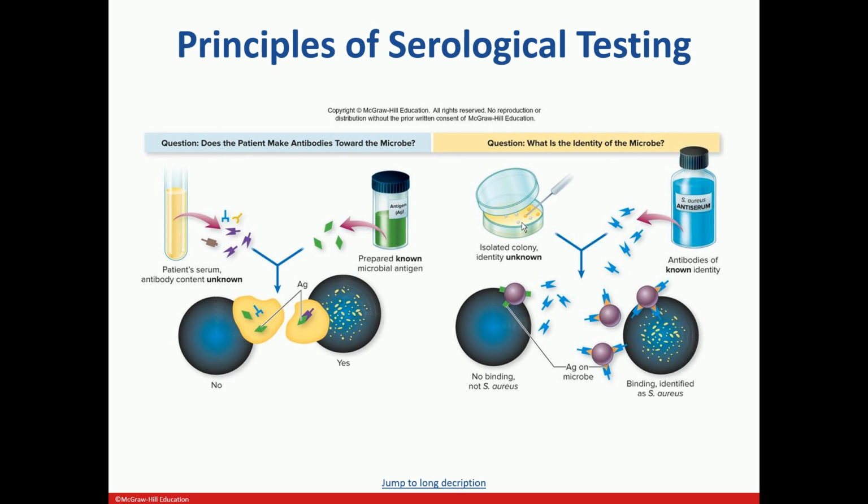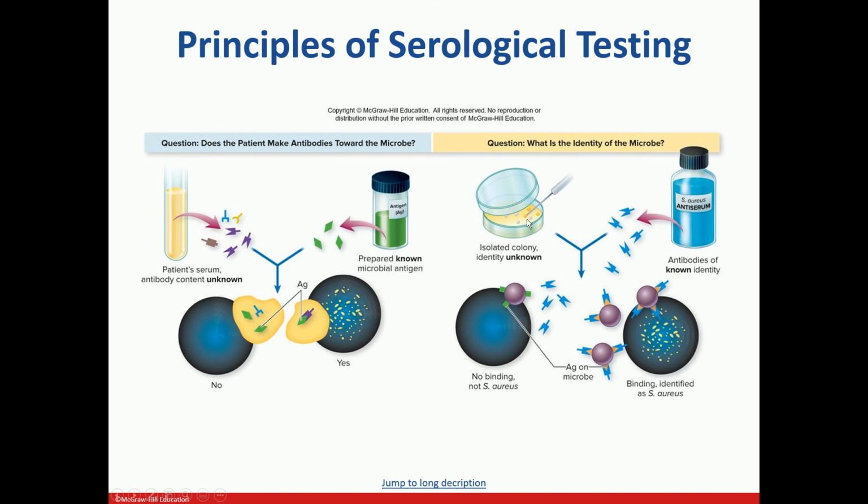Now this is the second question. If you want to identify the microbe, suppose you have taken the specimen and cultured it on a plate. These are the colonies growing. Now you want to know what kind of microorganism it is, right?